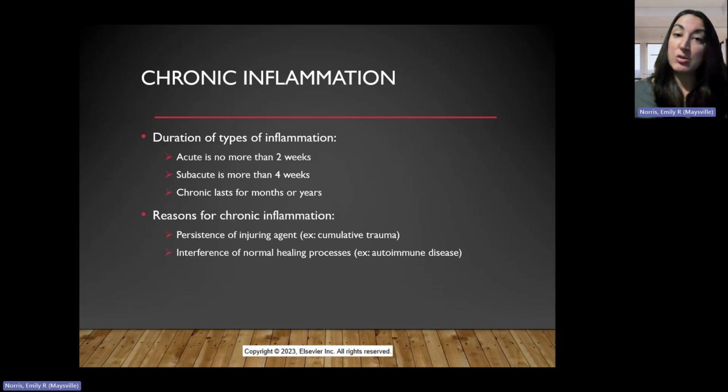Well, either we continue to injure the area. Let's say you sprain your ankle, you continue to play your sport the whole season, and every time you go out and run on that ankle, it stirs up the inflammation, it creates more damage, and it eventually causes chronic inflammation, which is kind of an on switch that has trouble turning off again. Or it could be that the normal healing process has been interrupted either by a disease process like an autoimmune disease or something going wrong in the healing process and the body not responding like it should.